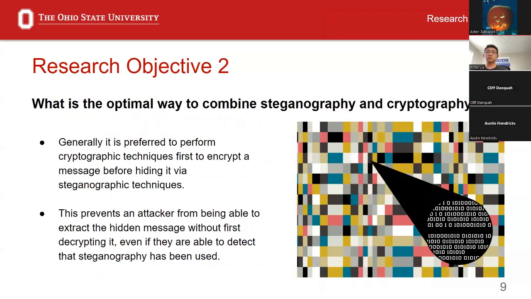For the second research objective, we wanted to figure out what is the optimal way to combine steganography with cryptography. And it really depends on the implementation and the situation that you're using it for. But generally, it is preferred to perform cryptographic techniques first to encrypt the message before hiding it via the steganographic techniques. This would prevent an attacker from being able to extract a hidden message without first decrypting it, even if they are able to detect the steganography has been used and find the hidden message in the first place.